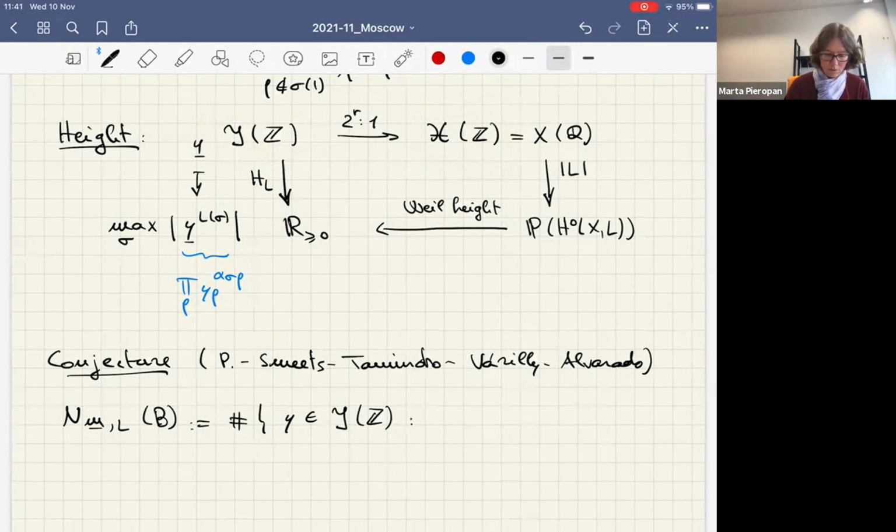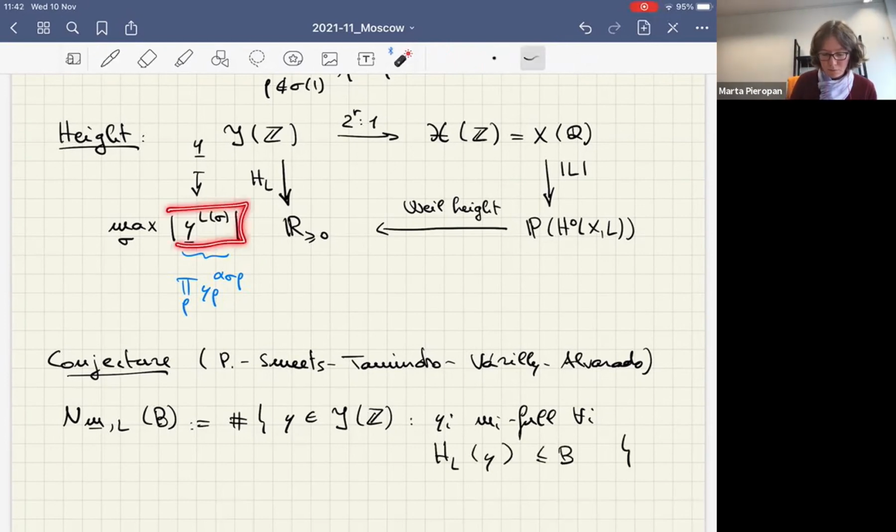Such that y_i is m_i-full for every i. So this point lies in the preimage of the set of Campana points, and the height of this point is at most B, which is the same as requiring that all of these monomials have absolute value at most B. And then because of how we define the height, I can tell you that this is indeed a finite set. So this cardinality is a number.